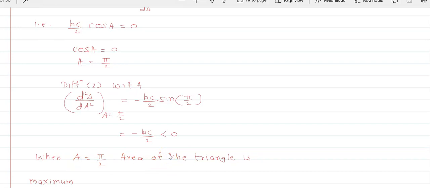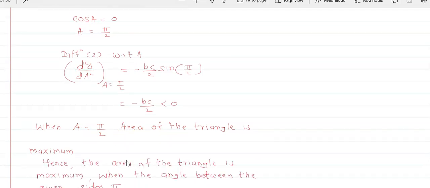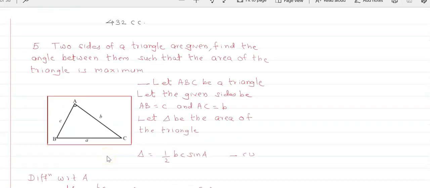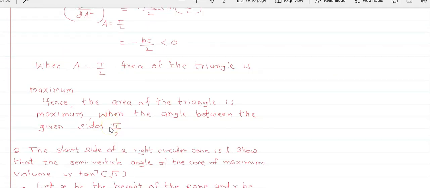By the second derivative test, when it is negative, then the area is a maximum. Therefore, when A is equals to pi by 2, the area of the triangle is a maximum. Hence, the area of the triangle is maximum when the angle between the sides is pi by 2. This angle A must be equals to pi by 2, then the area is maximum.